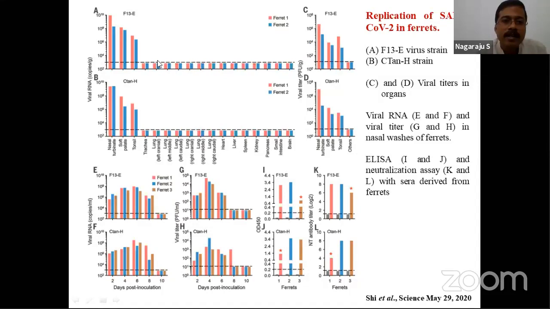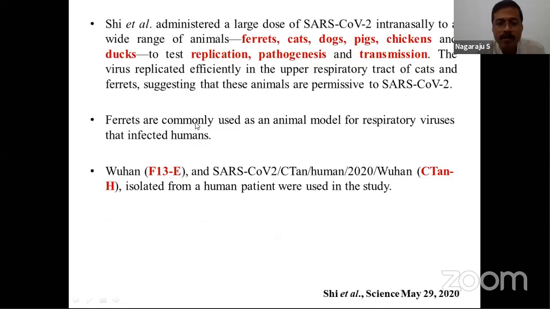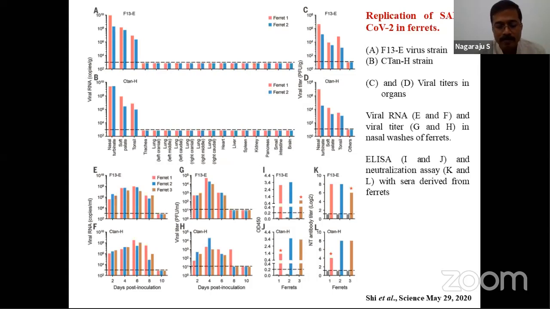If I look at slide A, picture A, this is for F13E. This is for C10H. C10H is the one collected from humans. F13E is the one found in the Wuhan regions, which has infected humans. See this one? Nasal turbinate, soft palate, tonsils, upper respiratory tract and lower respiratory tract get infected, very much high in ferrets. Okay.